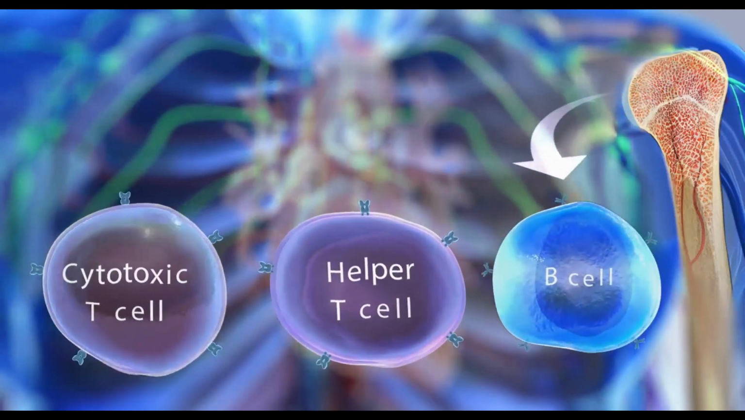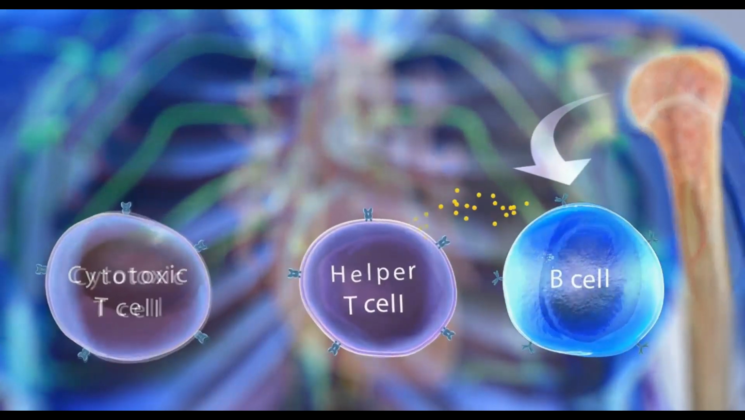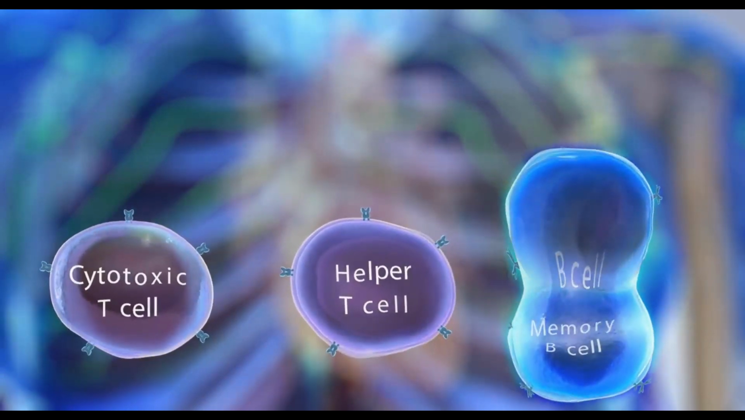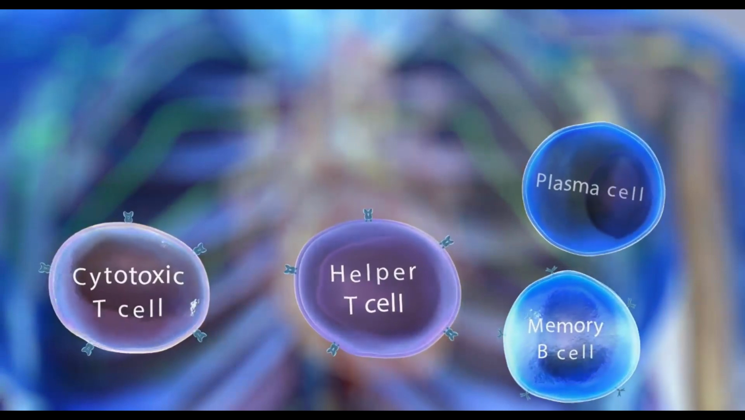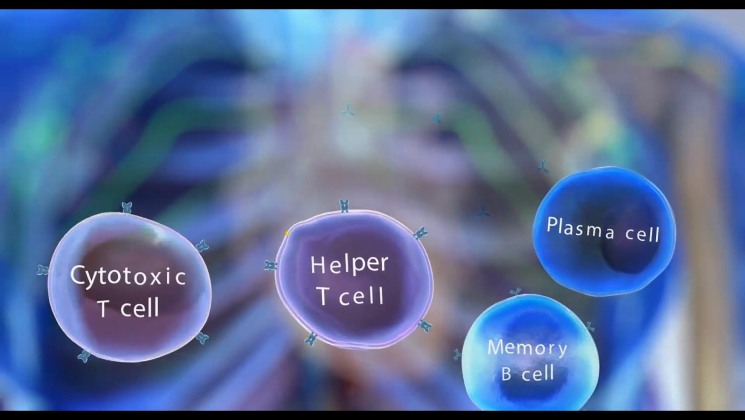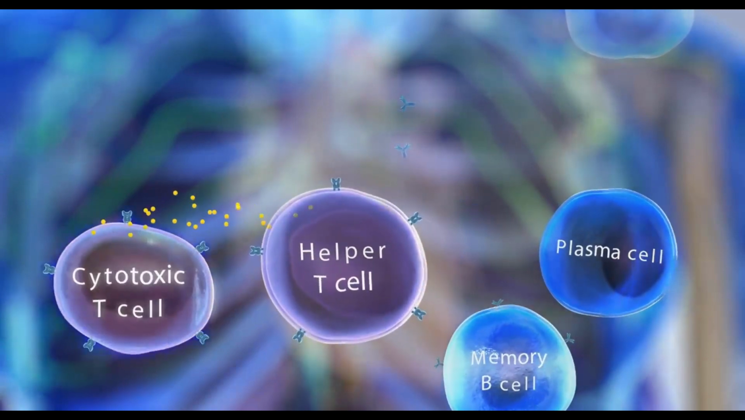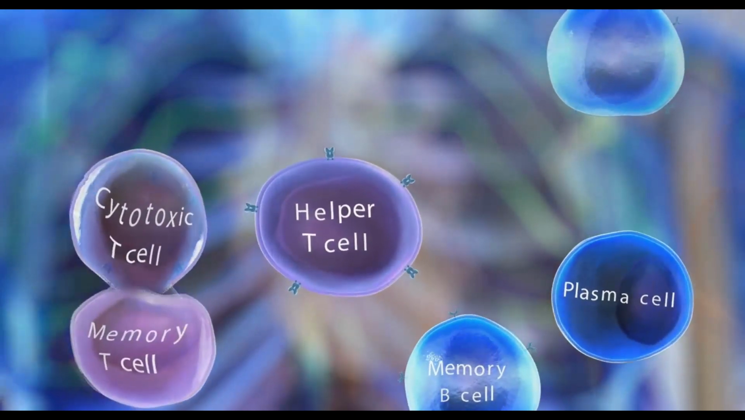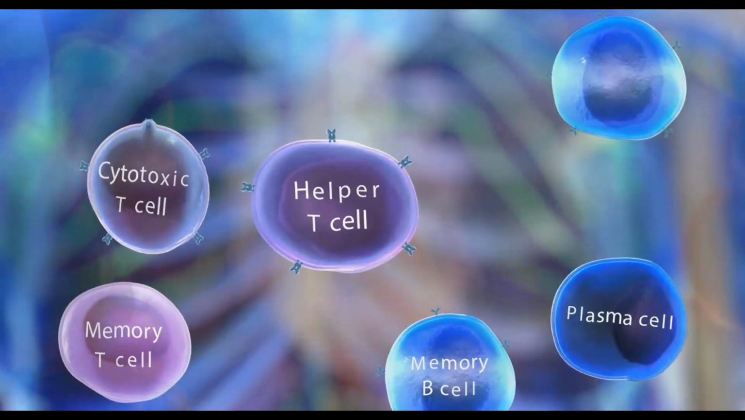B lymphocytes, when activated by the secretions of helper T cells, divide by a process called clonal selection into antibody-producing plasma cells and B memory cells. Cytotoxic T cells are similarly able to clone themselves into active cells and memory cells.